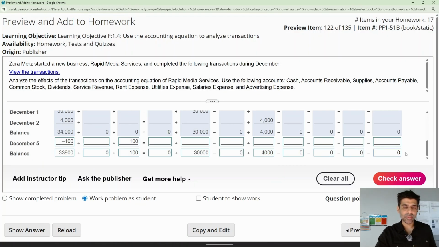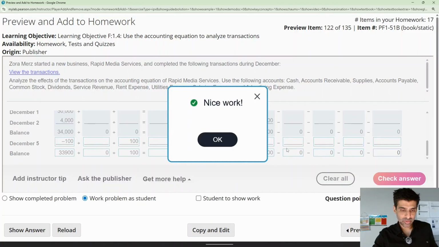And you can still see that the equation is balanced, right? We have total assets, 34,000, right? This 33,900 of cash plus $100 of supplies. And then on the right side of the equation, we also have 34,000. This revenue 4,000 and the common stock 4,000.